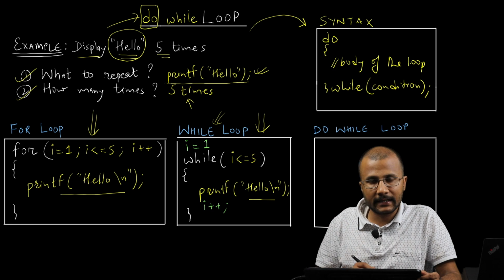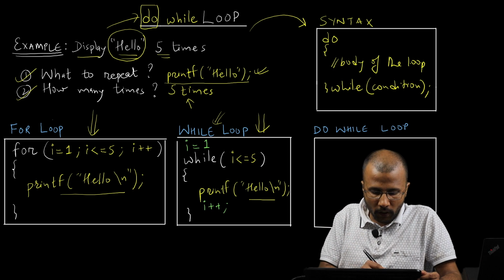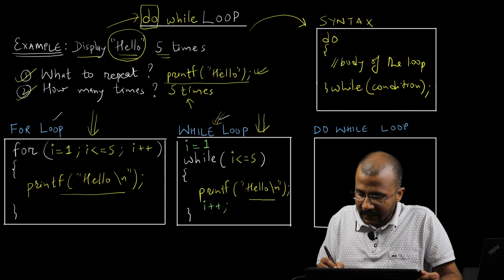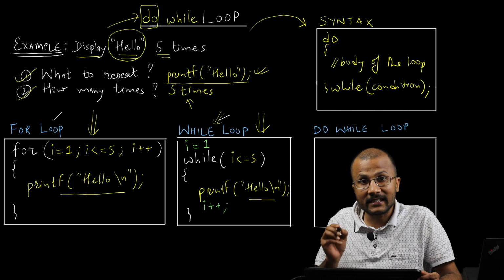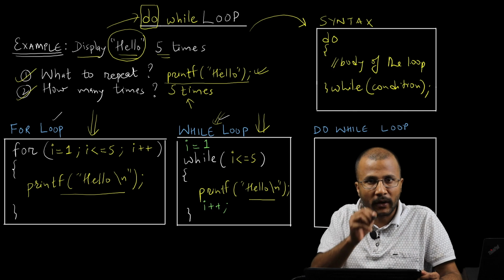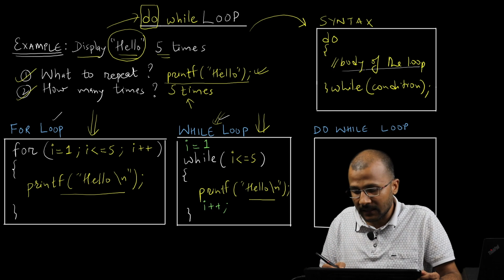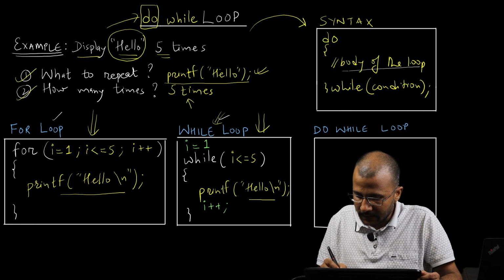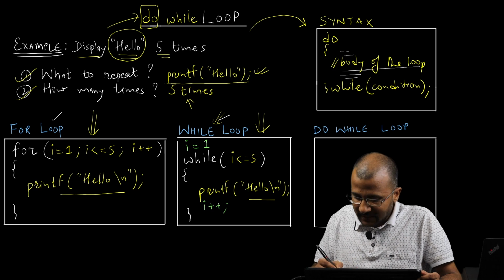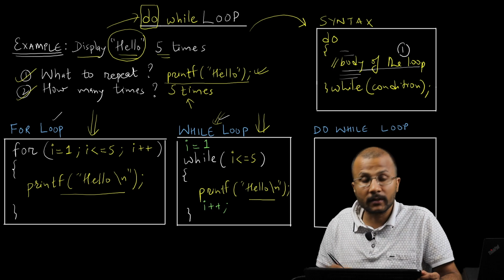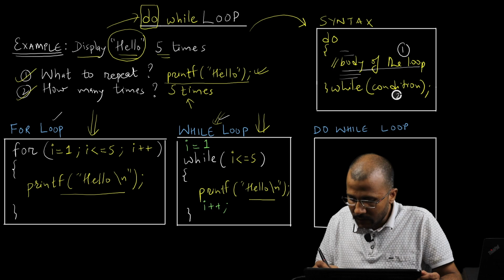How it works is quite different from how for and while loops work. In this case, you immediately execute the body without checking the condition. That's the checkpoint you need to notice here. So first execute the body, all the statements that are there in the body of the do while loop. Once all these statements are executed, then you check the condition. So step number 1, execute the body. Step number 2, you check the condition.